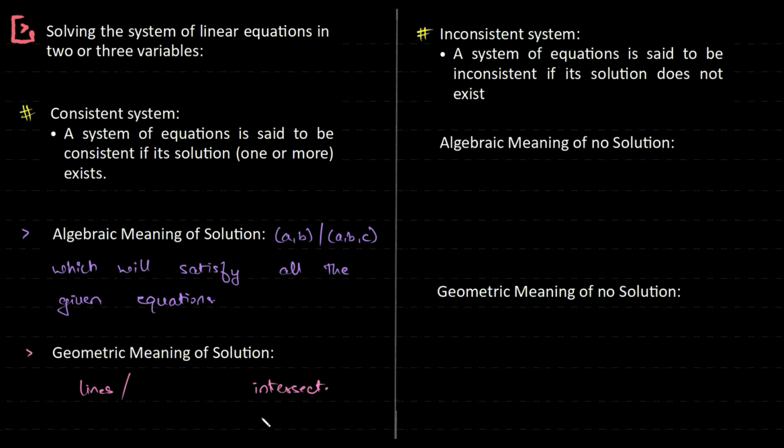To be honest, they can overlap also. There's one more case, overlap. Again, consistent has to do with lines intersecting or overlapping, giving one solution or infinitely many solutions. That's what it means. Okay, this was to do with two variables.